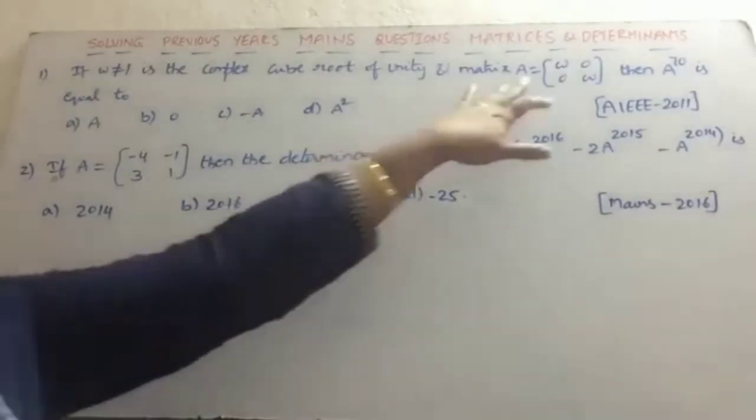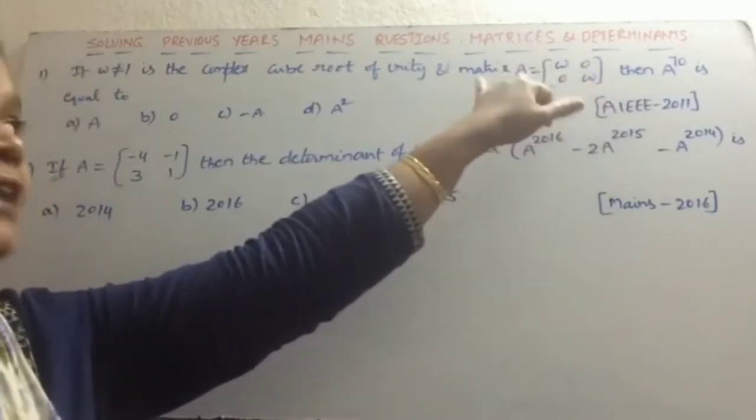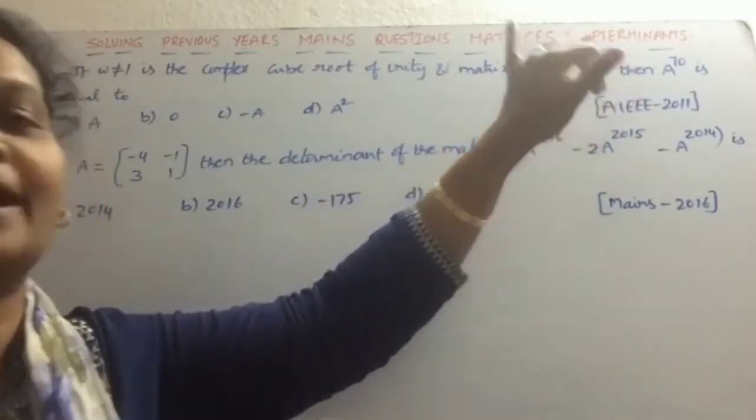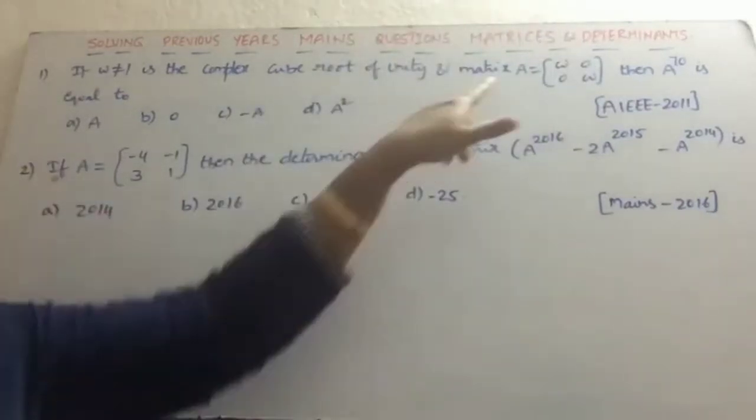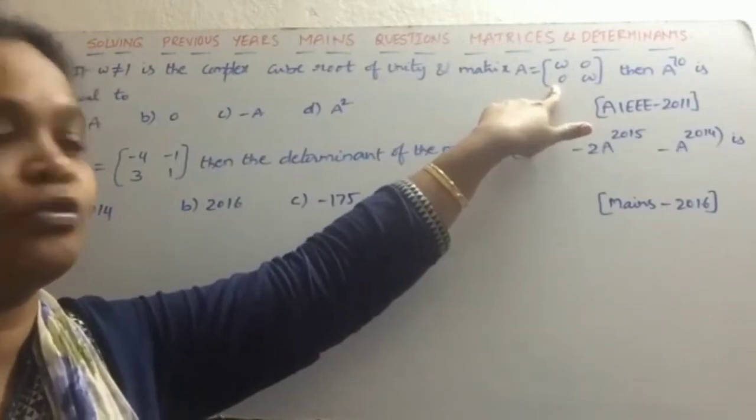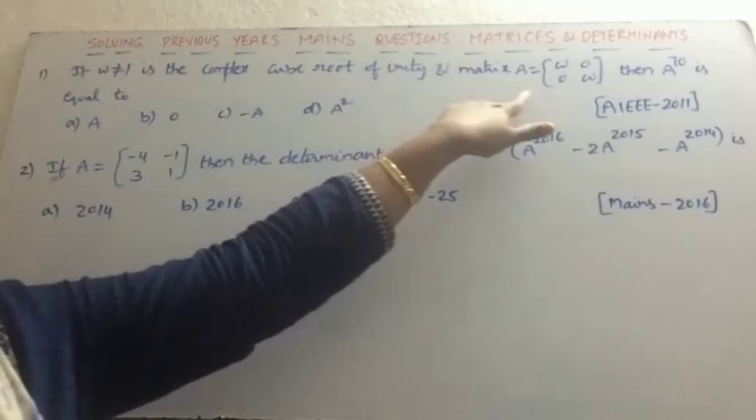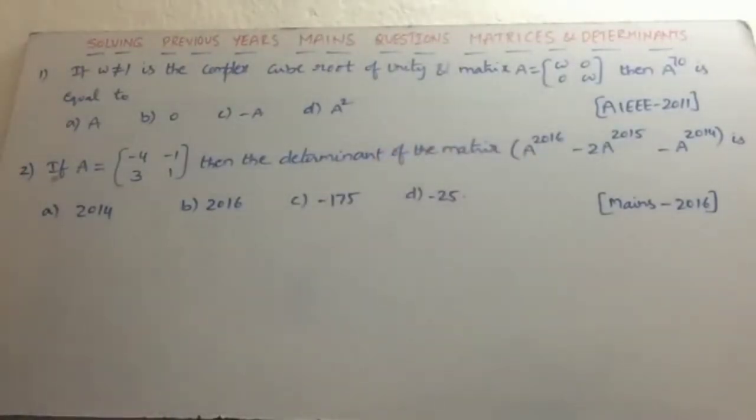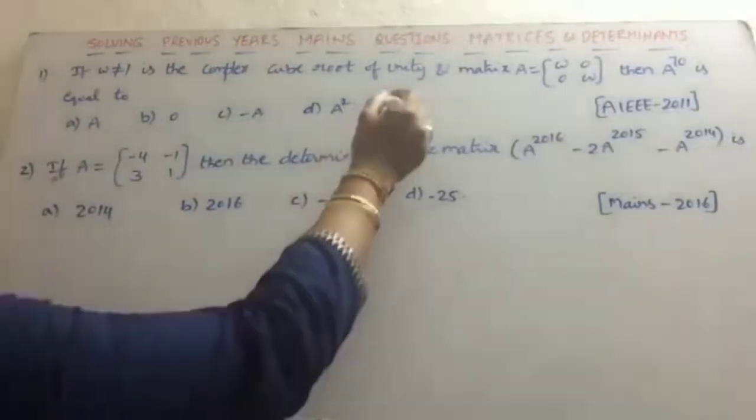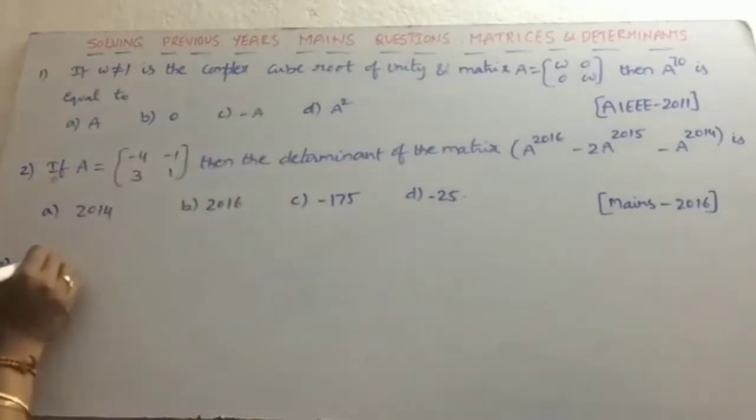We know that here they gave A equal to omega 0 0 omega, which is a diagonal matrix. So if we multiply the diagonal matrix n number of times, we will get the same matrix. That's why they gave A power 70 here. Here A is equal to omega 0 0 omega. Now we will find A square.